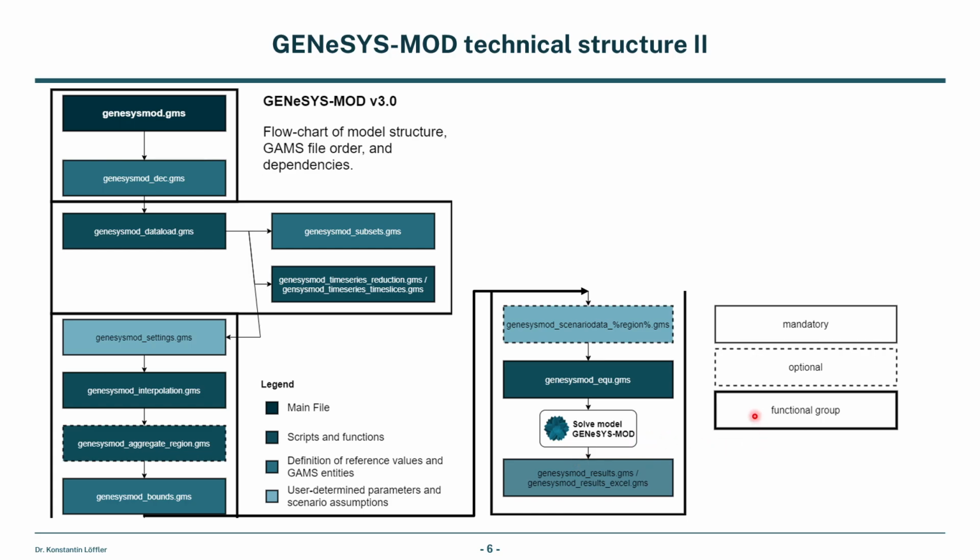You can also see the legend for the different functional groups and files here. You can see which files are mandatory and which files are optional, and also which belong to a functional group. So we essentially have the main function, then data read-in, model calculations, and then outputs, essentially.